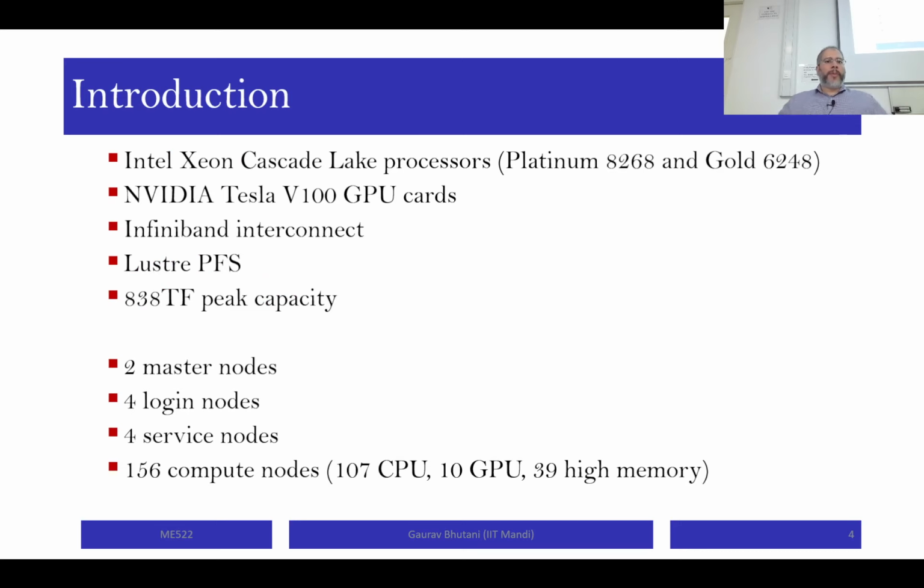So what is Param Himalaya? Param Himalaya has Intel Xeon Cascade Lake processors, of two types. We also have NVIDIA Tesla V100 GPU cards, very powerful cards.